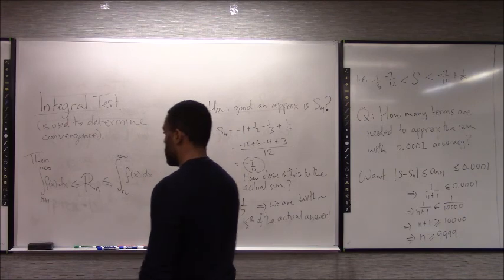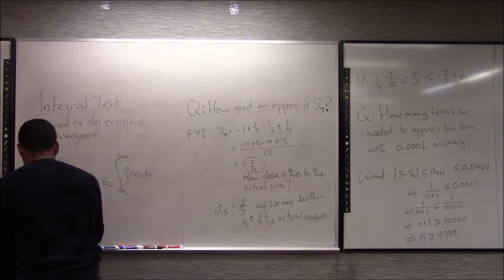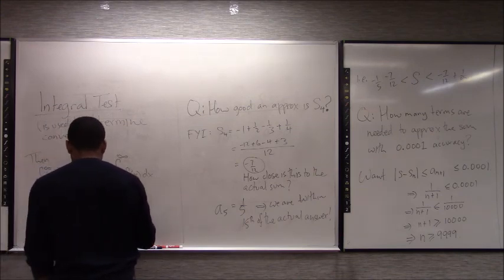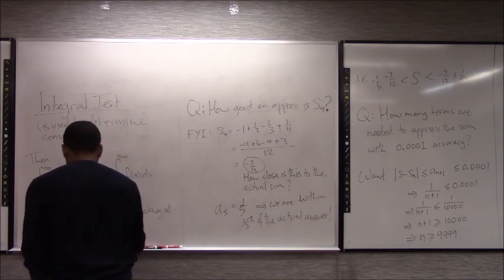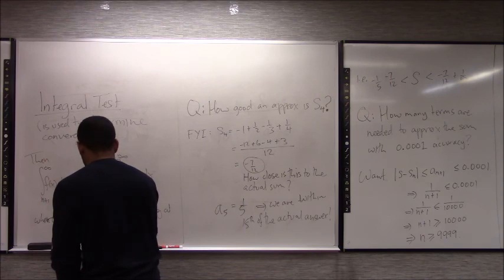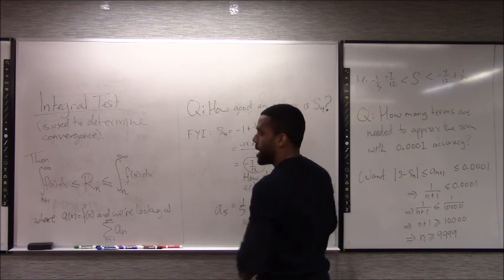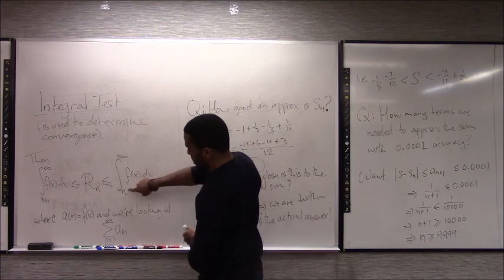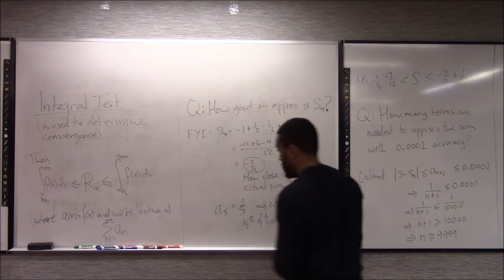The remainder term will be between these, where a n equals f of n, and we're considering the series a n goes from, say, 1 to infinity, or whatever. So if I were to add up, say, 10 of these terms, how good is that? Well, I would just do the integral from 10 to infinity, and that will be an upper bound on the remainder term.